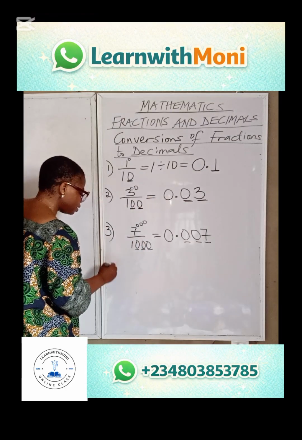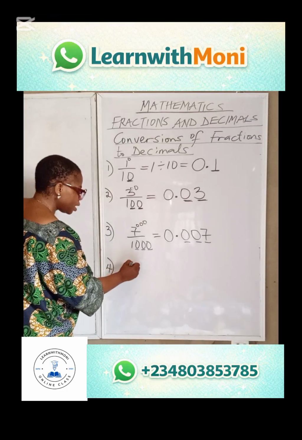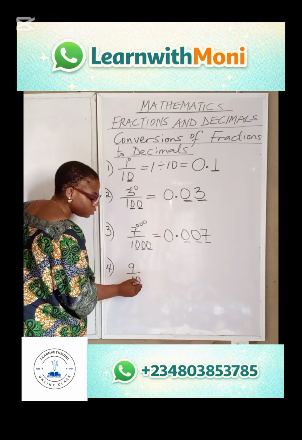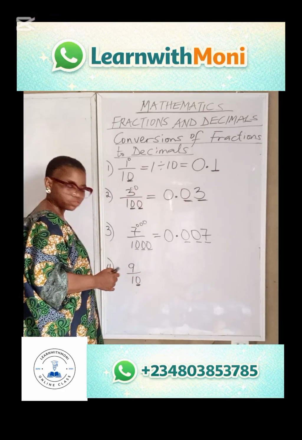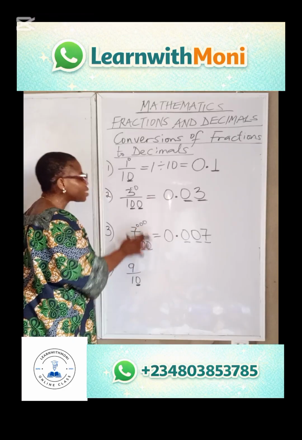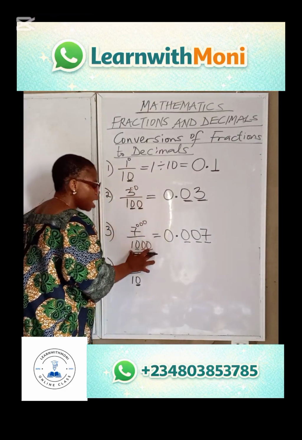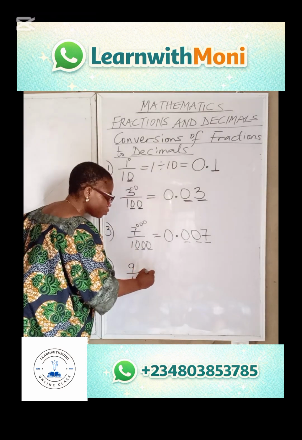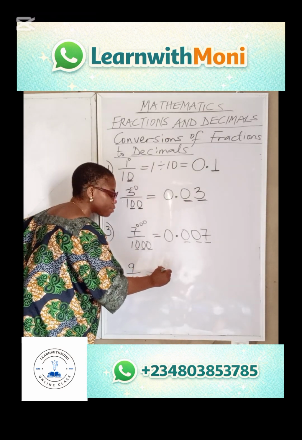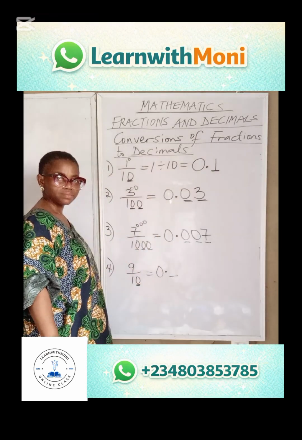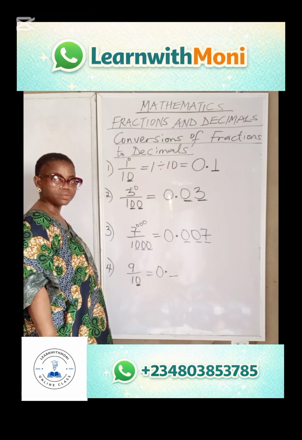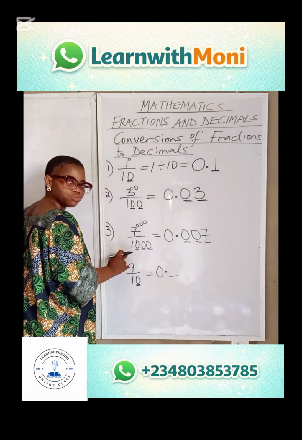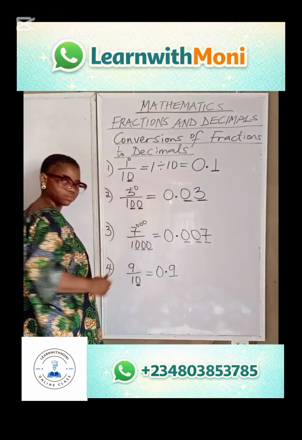Let's see how easy this can make my work. If I have 9 over 10, there is only 1 zero in my denominator. This is limited to only when you have your denominators as multiples of 10. Please get this right. So this means I will have 0 point, only 1 digit. And what is that 1 digit going to be? Just like this 1 is the only digit, this 9, my numerator, is going to be the only digit.